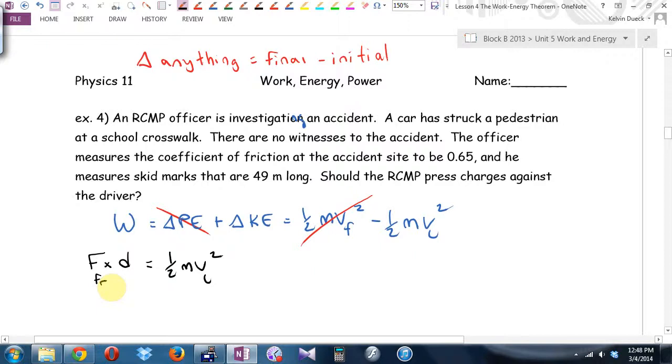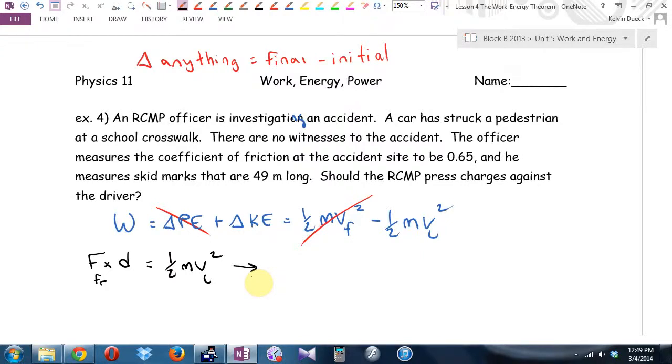What we want to do is we want to see if we should press charges. What that really means is we want to know, was the driver speeding? What do we want to find in this equation? VI. We want to get that by itself. How will I move that 1/2 over? You can either divide by 1/2 or times by 1/2 on this side, which is the same as multiplying by what on this side? 2, which is way nicer. I don't like a fraction inside of a fraction or anything.